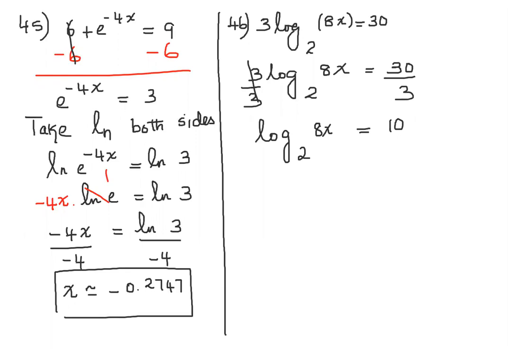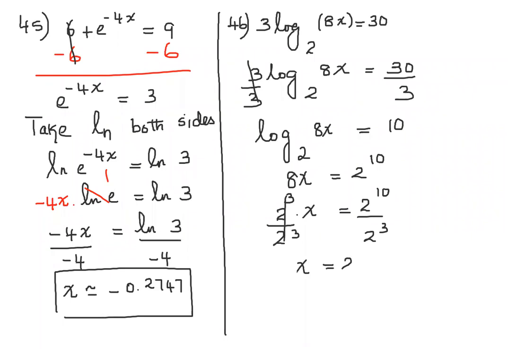Now we learned how to convert from the log to the exponential equation. So it's going to be 8x equals 2 to the power 10. I can write the 8 as 2 cubed. So divide both sides by 2 to the power 3. You can do either, it doesn't matter. I'm just trying to make it simpler. So we subtract the powers. So x to the power 7 is 128.